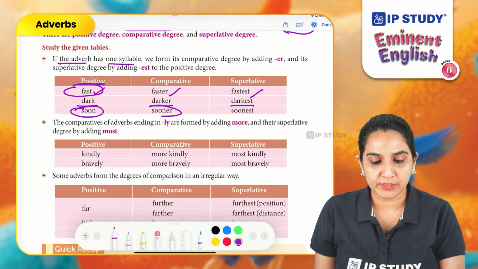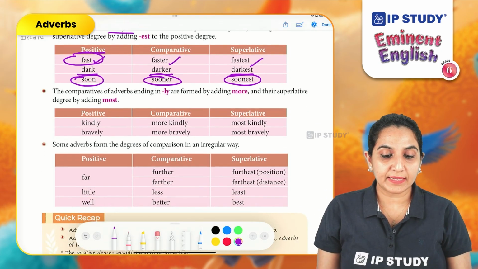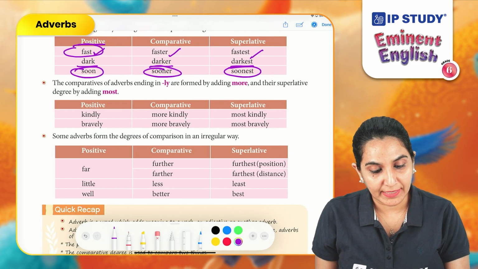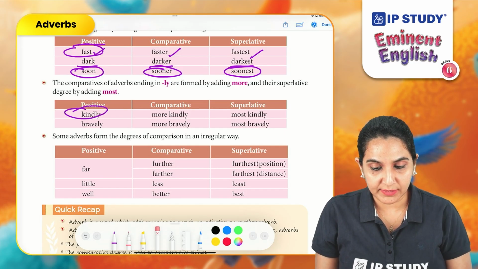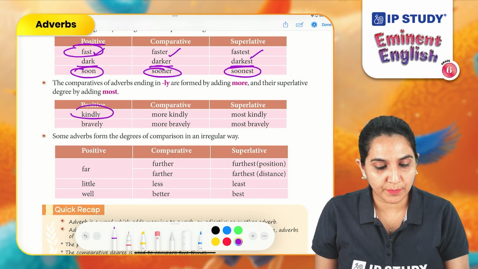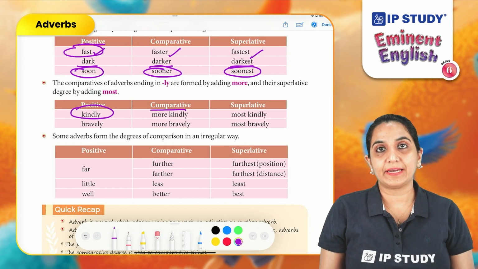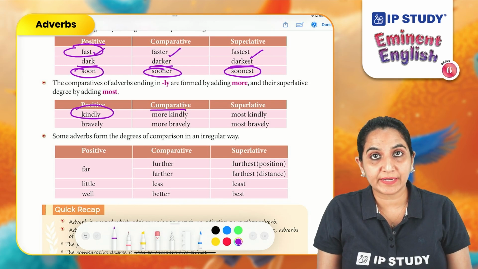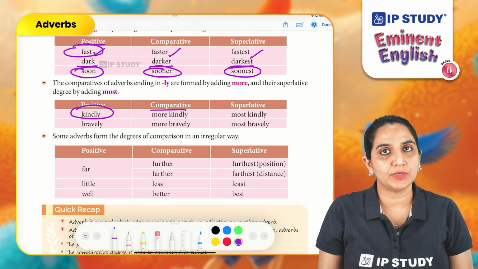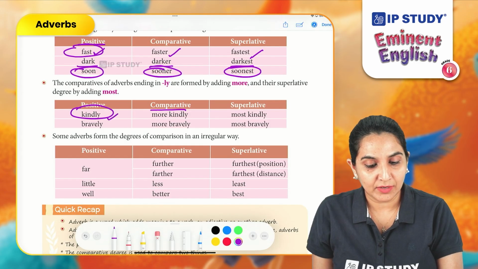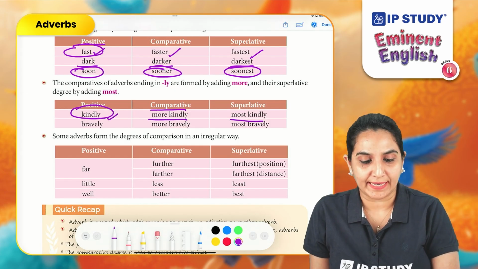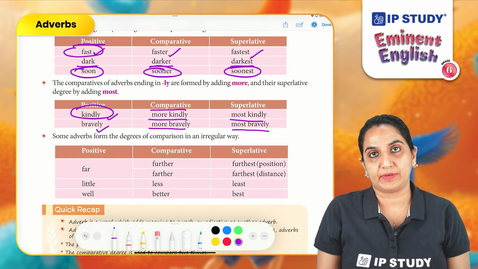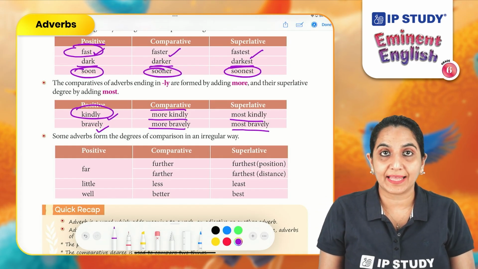Soon, sooner, soonest. The comparatives of adverbs ending with ly, for example, kindly. So here we add more to the positive degree and it becomes the comparative degree. Similarly, to form a superlative degree, we add most to the positive degree. So kindly, more kindly, most kindly. Bravely, more bravely, most bravely. So these are the adverbs ending with ly.